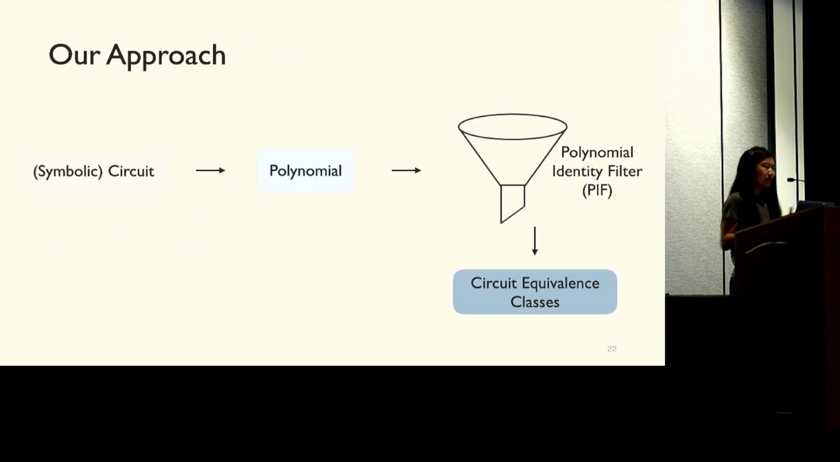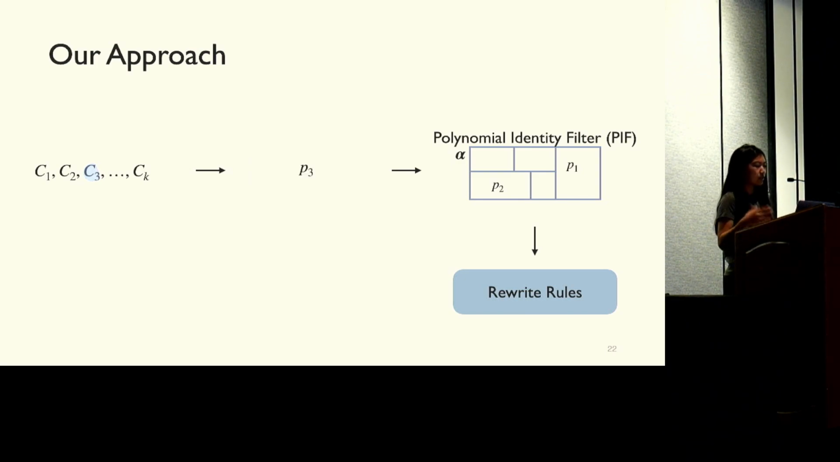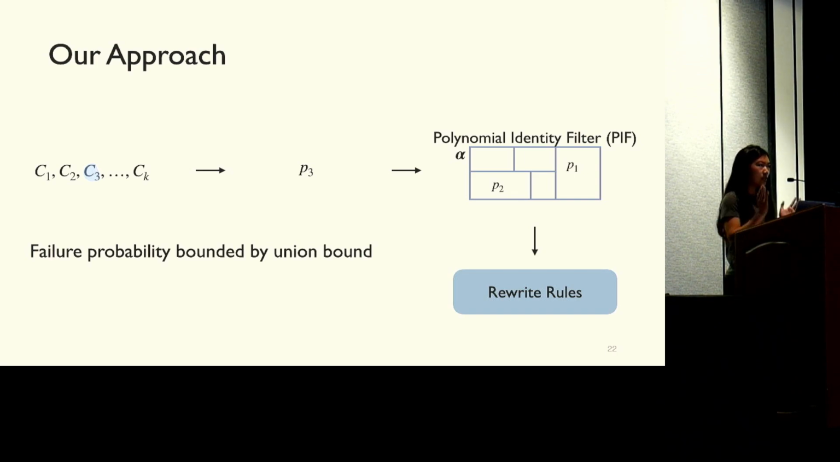So now, to put this all together, our polynomial identity filter from before looks more like this. Instead of circuit equivalence classes, because we're extracting rewrite rules, and then these are all the circuits that we've enumerated. If we pick one, we'll turn it into a polynomial, and then we'll insert it like I described in the previous slide. And then the failure probability is bounded by the union bound. If you recall from before, the polynomial identity test has a failure probability of d over the size of r for each test that you do.